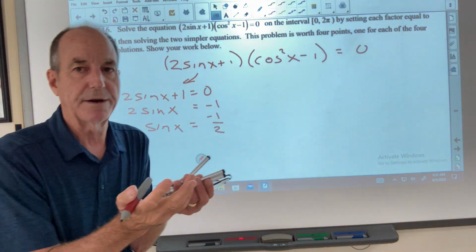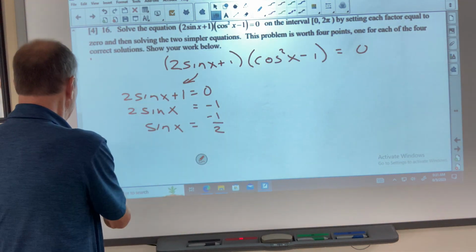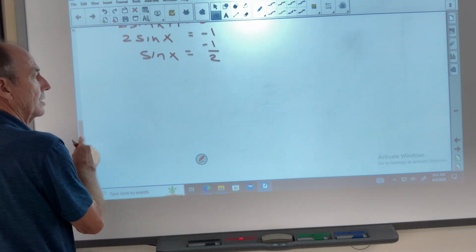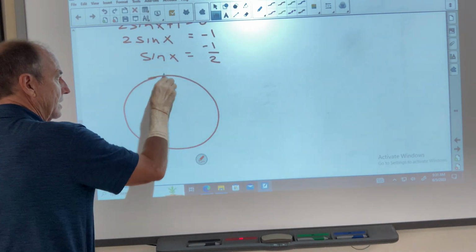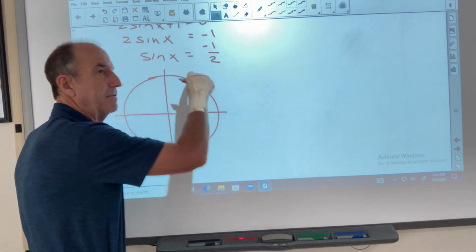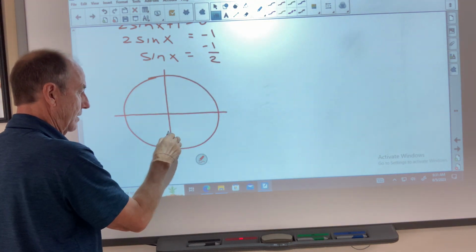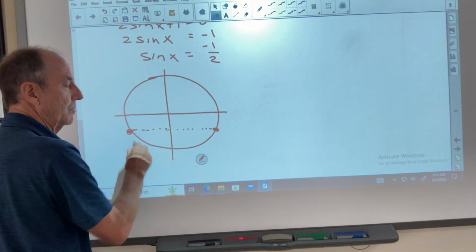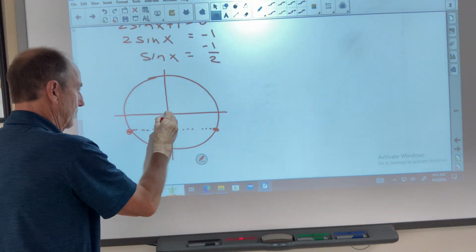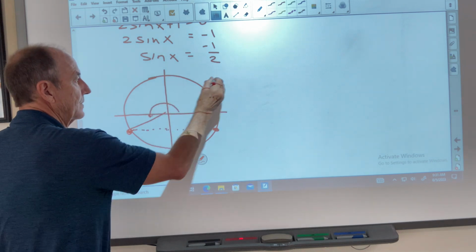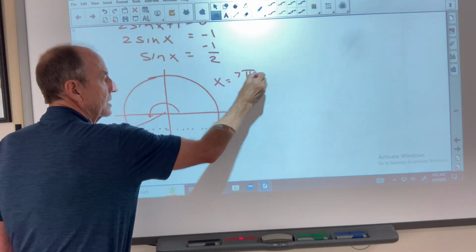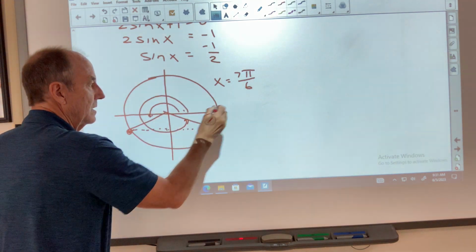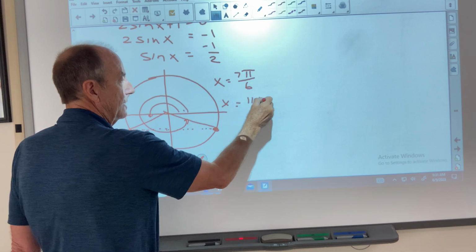And to finish this, we would have to figure out where does that occur on our unit circle. Not terribly difficult to do. I would draw a little sketch and say, okay, the sine was the y value, and the y value is halfway down, negative. So we're here, and we're here. We needed the 2 angles. So one angle comes all the way around like that. X could be 7 pi over 6. The other angle would come all the way around to here. So X could be 11 pi over 6.